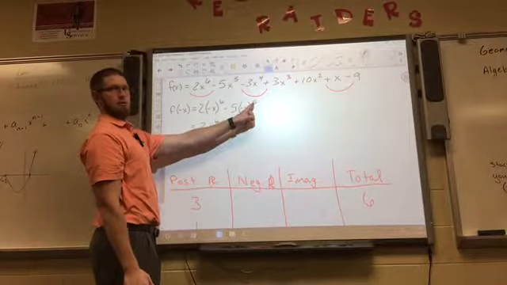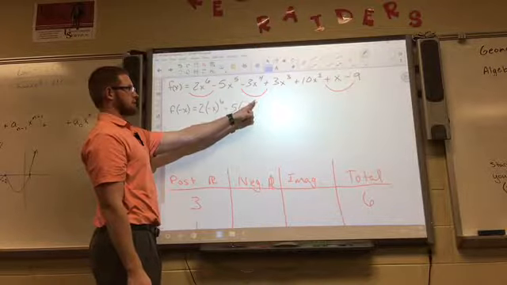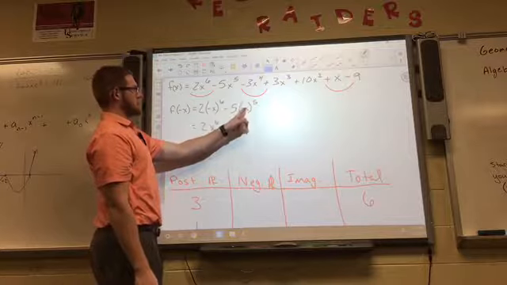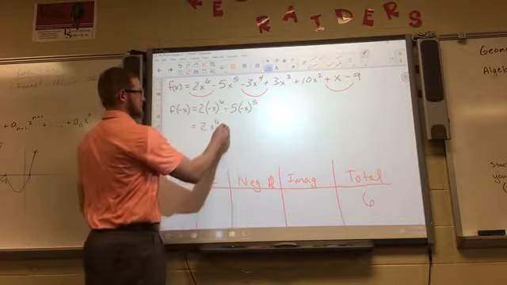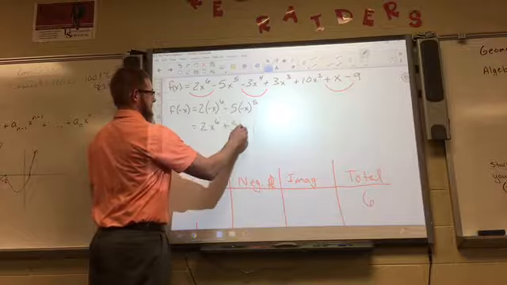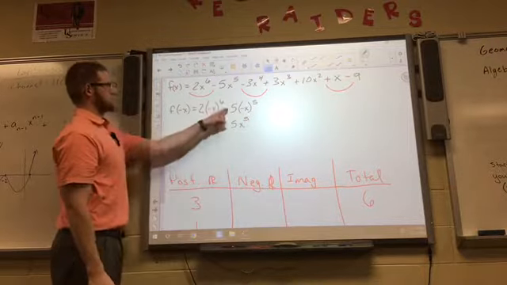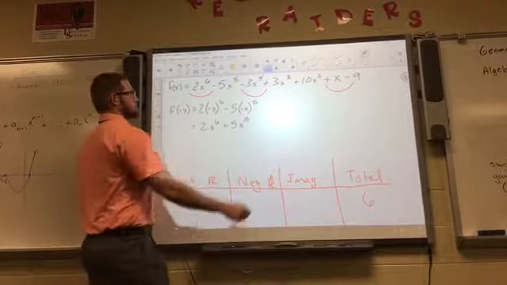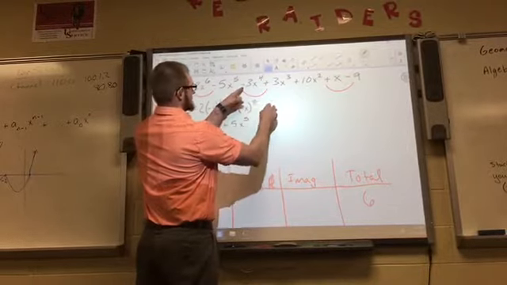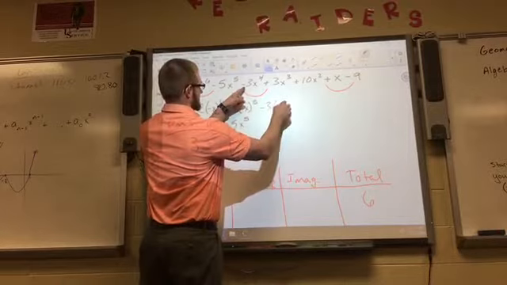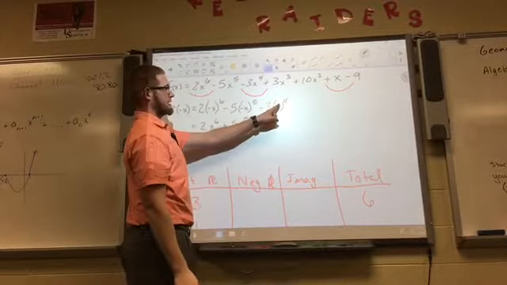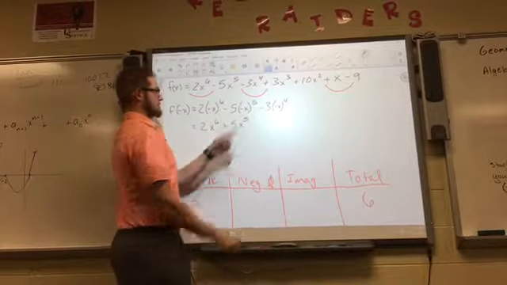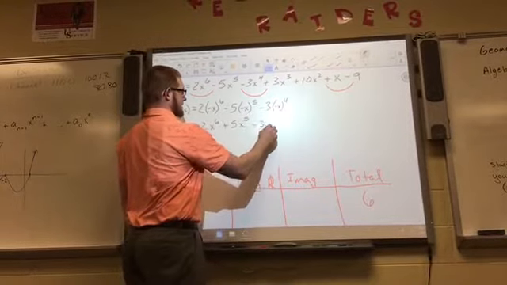Because when you take something times itself an odd number of times, if it's negative, it's going to stay negative. Times a negative 5 is a positive 5x to the fifth. So that changed, instead of being a minus 5x to the fifth, it changed to a plus, right? Okay. Now I'm going to minus 3 times negative x to the fourth. Negative x to the fourth power is x to the fourth, times a negative 3 is still negative 3x to the fourth.